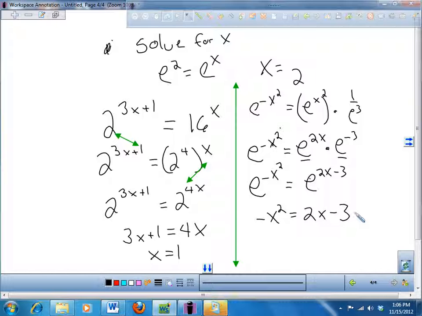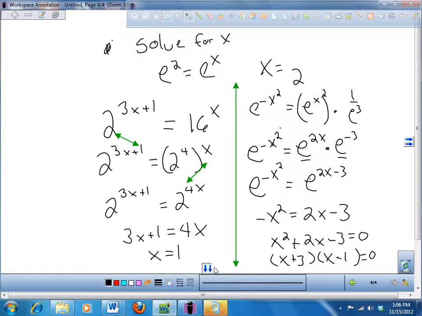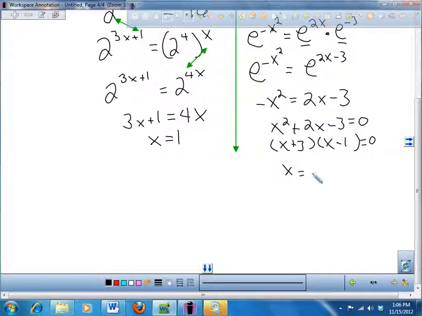And then you bring everything to one side, and that gives you x squared plus 2x minus 3 equals 0. And then you try to factor that. X can be negative 3 or 1. X plus 3, x minus 1, right? Equals 0, which means that x is equal to negative 3, or x is equal to 1.